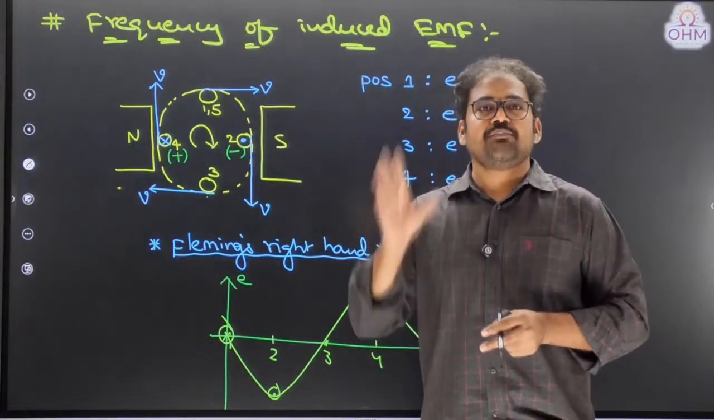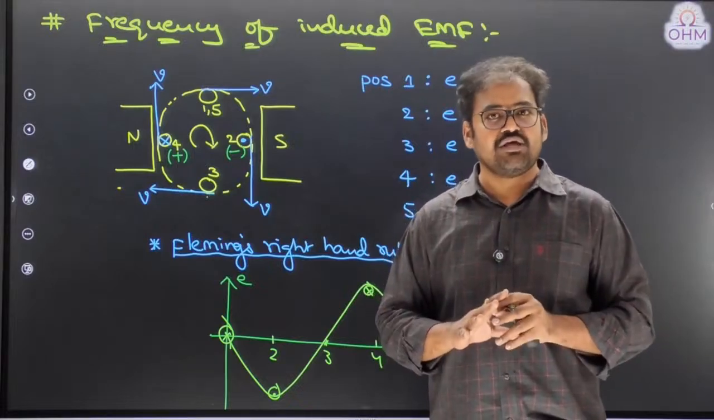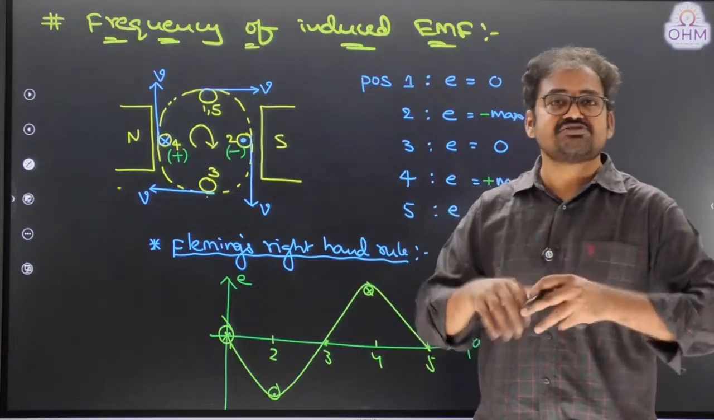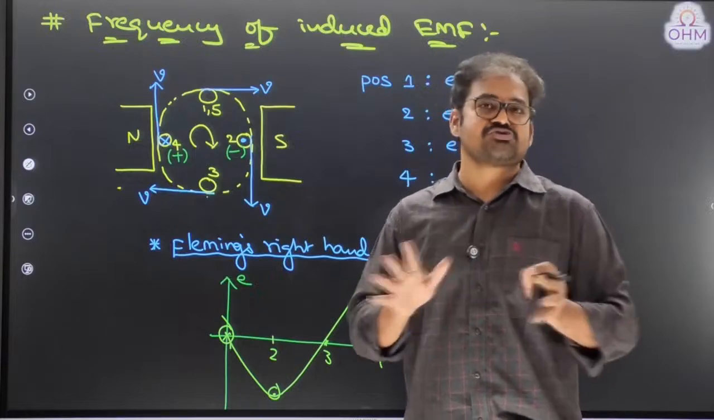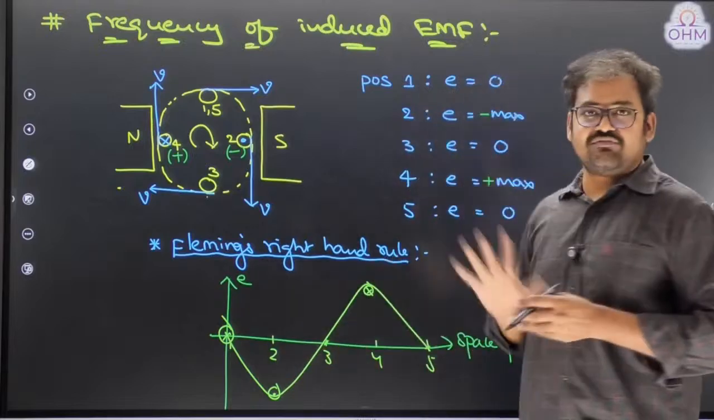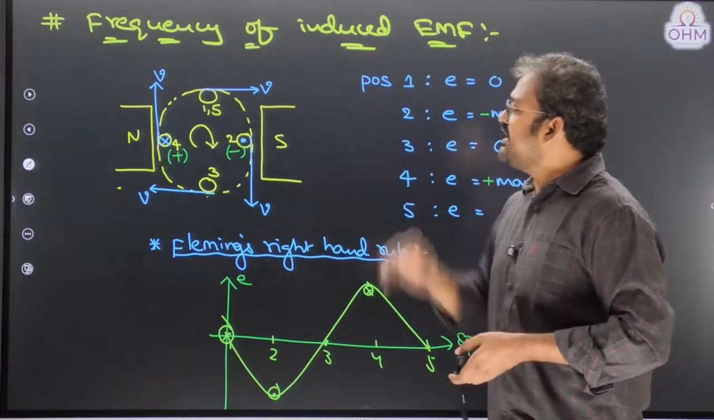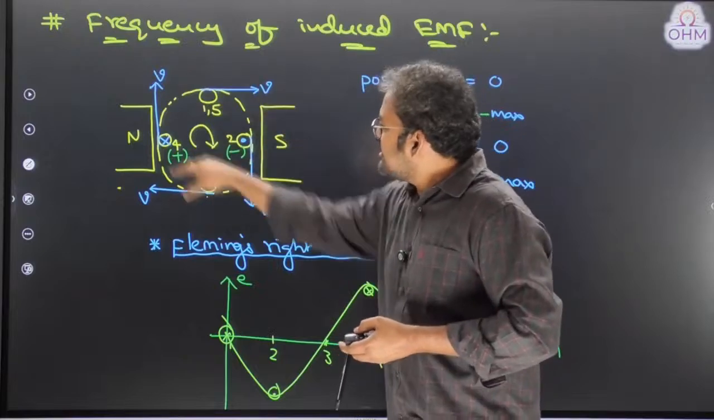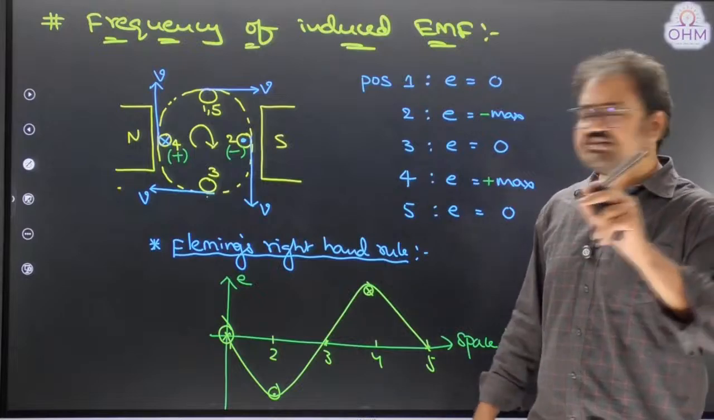I repeat, practically the waveform shape cannot be pure sinusoidal. Some kind of non-sinusoidal nature is involved, which creates harmonics in the machine, and we have various techniques to mitigate those harmonics. Ideally, I am assuming it is a pure sinusoidal wave. But one thing is very clear: even though the magnetic field is time invariant, when you rotate a conductor in that magnetic field, definitely alternating voltage is induced. A very simple thing.